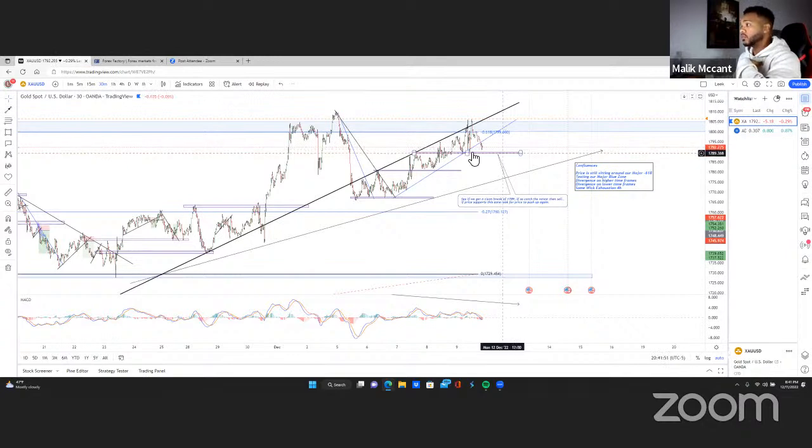This is why I have an alert set right here, because this is going to be a real pivotal point where the price decides to respect this small zone here and push up, or breaks and retests.